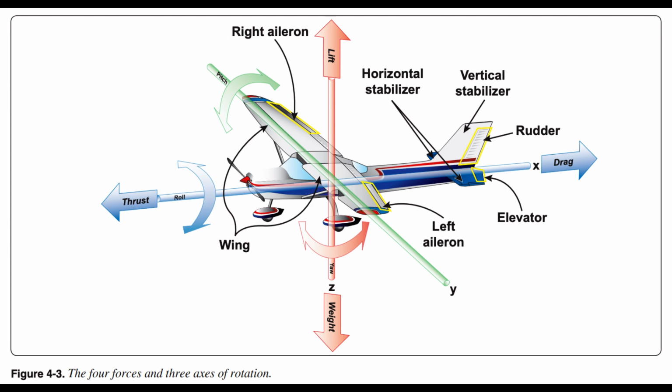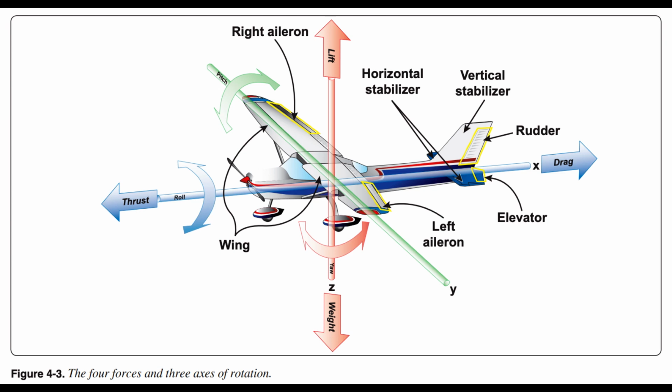Weight. Weight is the force exerted by an aircraft from the pull of gravity. It acts on an aircraft through its center of gravity, CG, and is straight down. This should not be confused with the center of lift, which can be significantly different from the CG. As an aircraft is descending, weight is greater than lift.